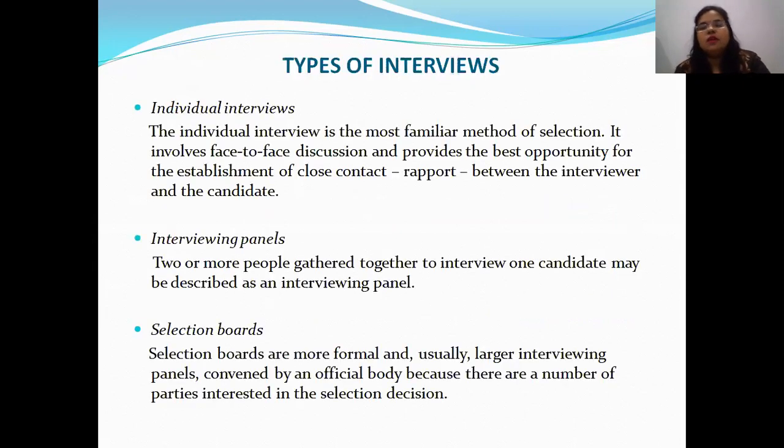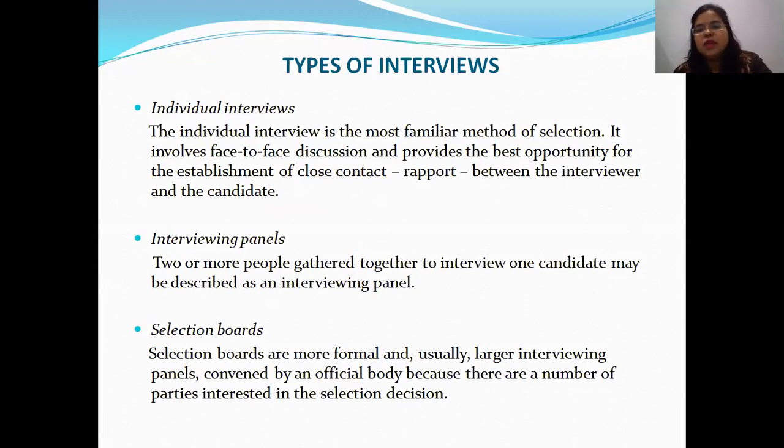So firstly, we'll talk about interviews. There are different types of interviews. First is the individual interview, which is a face-to-face discussion between interviewer and the interviewee, which is one-to-one, right? Where the interviewer and the interviewee can come into close contact with each other, and the interviewer can judge his confidence and his communication in such interviews.